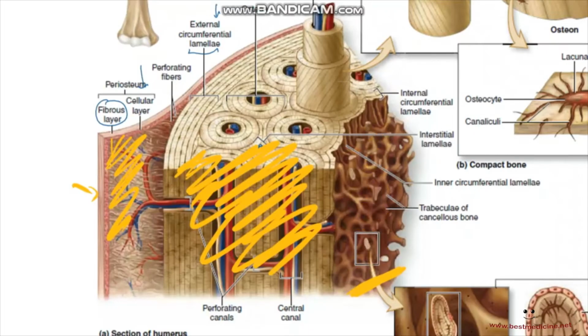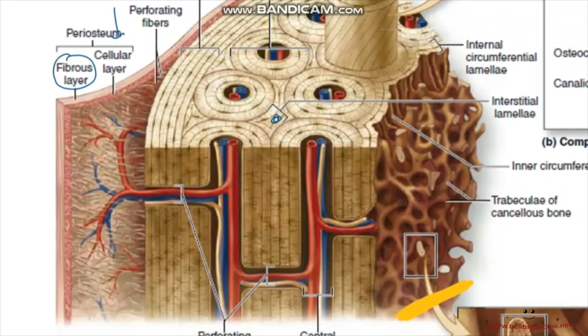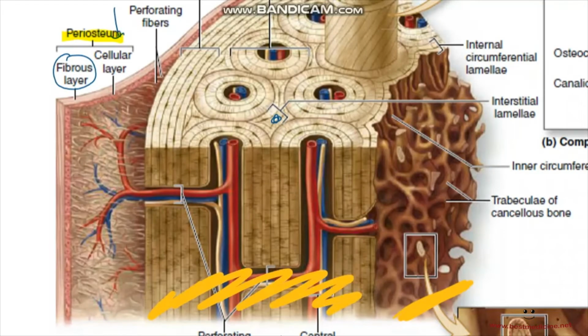Alright, so let's erase this, and I'm going to focus. Let's discuss the periosteum later. I'm going to go about the periosteum later in detail. But first, let's talk a little about the compact bone right here. So this entire thing is the compact bone, as you can clearly see.